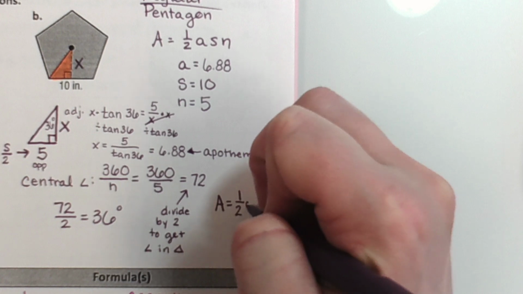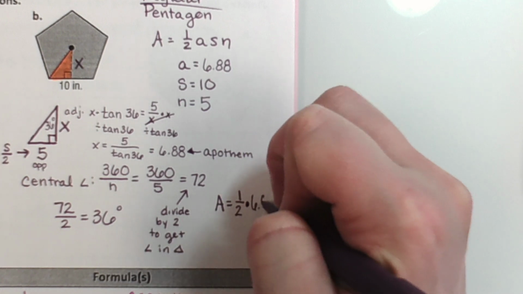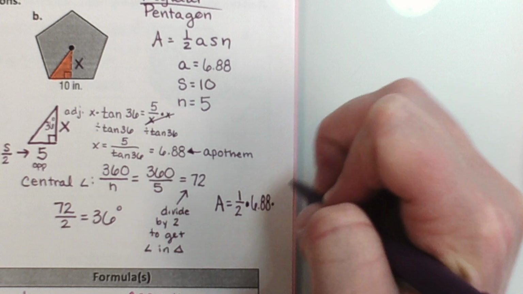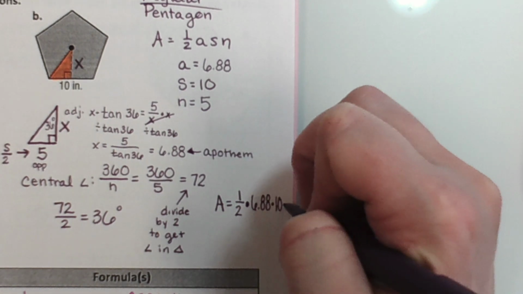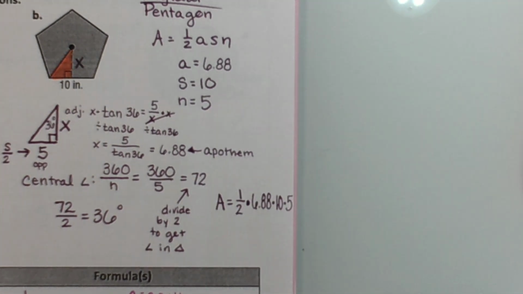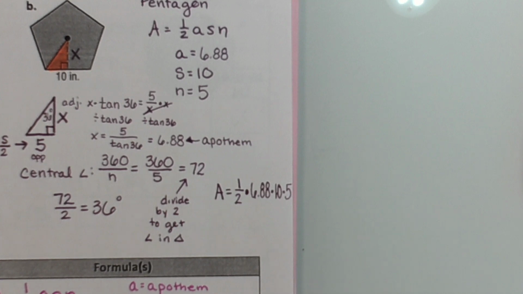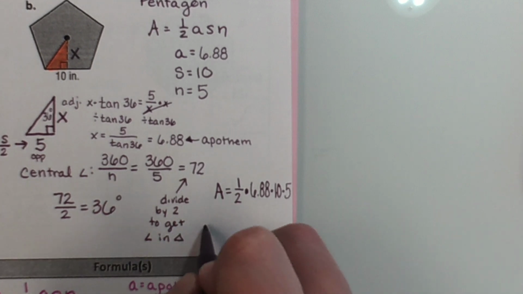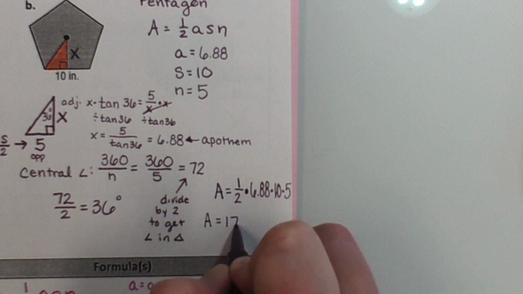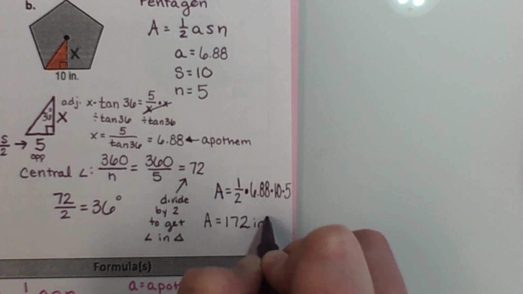Area equals 1/2 times the apothem, which was 6.88, times the side length, which was 10, times the number of sides, which was 5. 172 what? 172 inches squared.